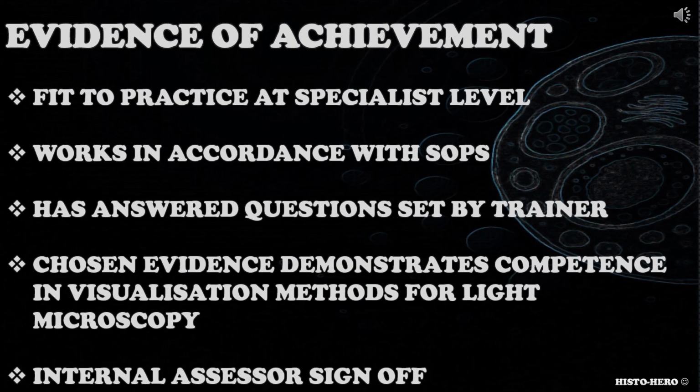Each subsection also has evidence of achievement. This is the part where your training officer signs you off as competent and fit to practice as a BMS at the specialist level. The training officer will confirm that you can work in accordance with local SOPs relevant to this section. They will also confirm that you have answered questions set by them to test knowledge and skills relevant to this section, and that your chosen evidence demonstrates your competence relevant to this section. You will need to be signed off as competent by an internal assessor for this section. This can be your training officer, a senior BMS overseeing this section, or a training lead.